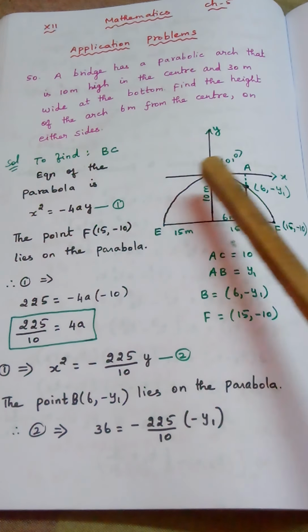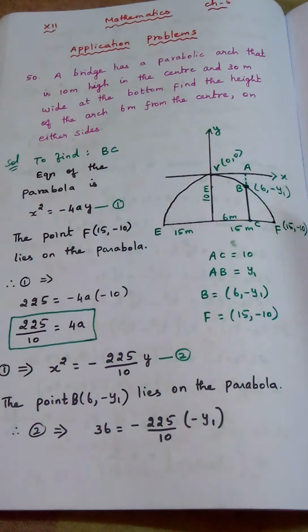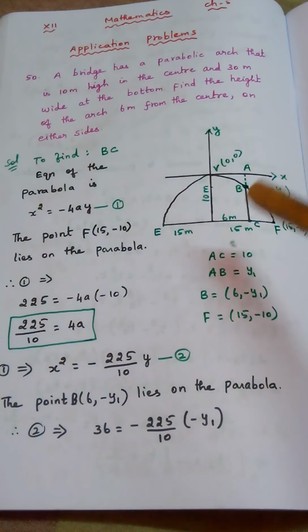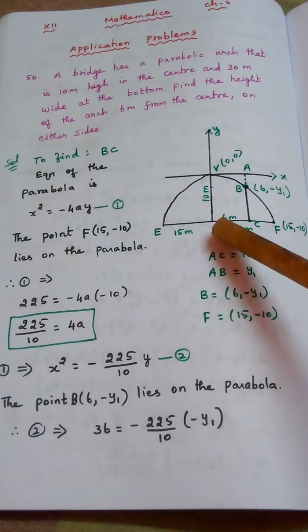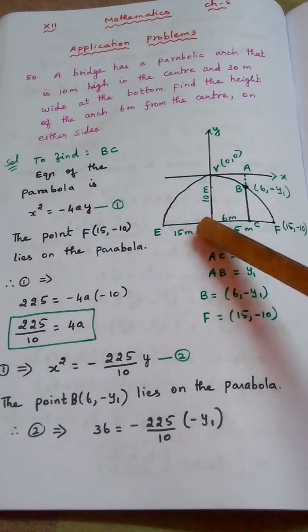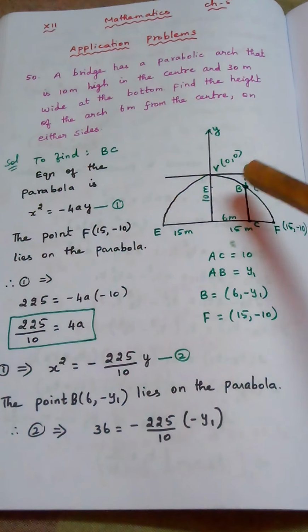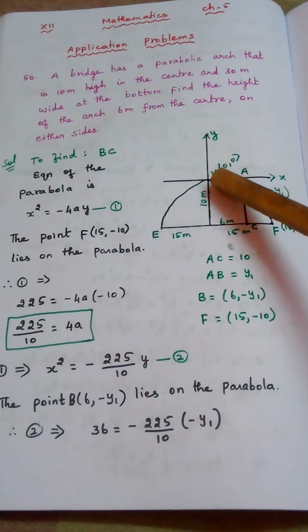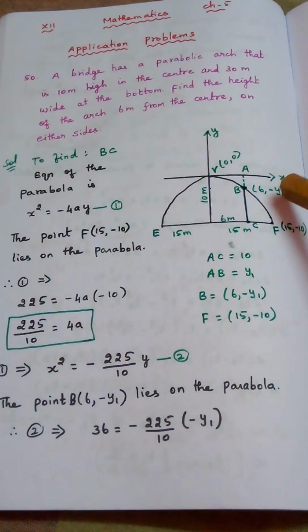Once again I repeat, this is an arc of a parabolic arch which is 10 meter height at the center. Our aim is to find the height by moving 6 meter away from the center. Calculate the height. We need BC. We have marked 2 points, 6 comma minus y1 and 15 comma minus 10. Y is negative, because y value in the downward direction means we should use the negative symbol, that's all.